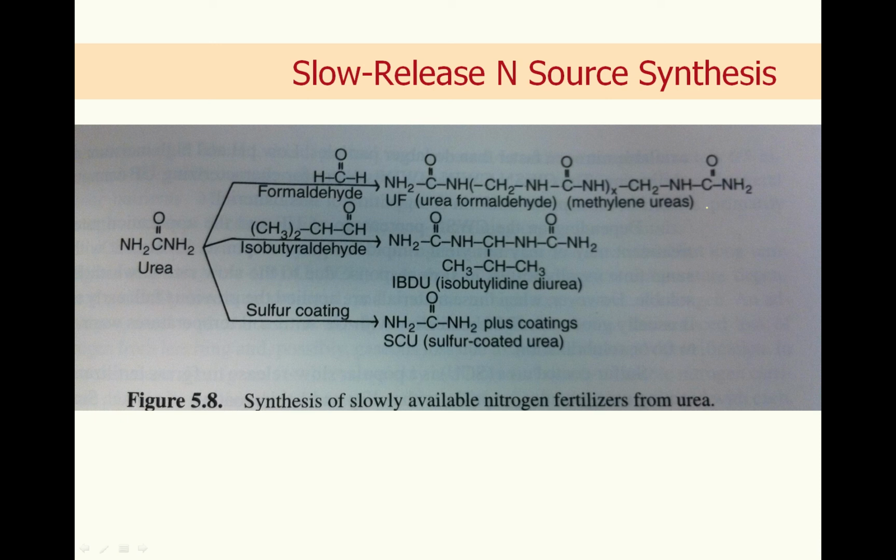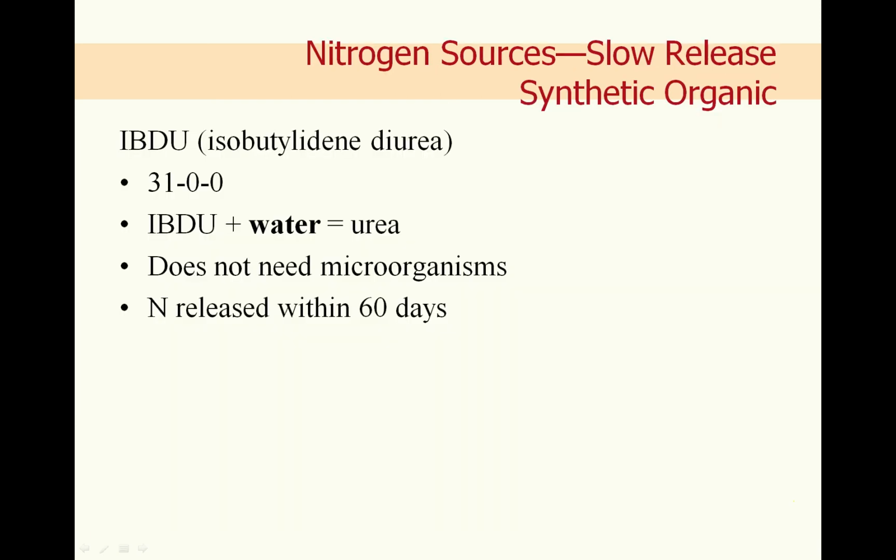So the reason these urea formaldehydes, methylene ureas, and so forth work so well is that they can be produced to varying chain lengths. So this chain of ureas can have various sizes, and the longer the chain, the more slow release it is. We'll go through each of these products in a little more detail.